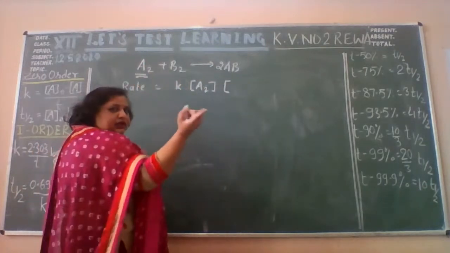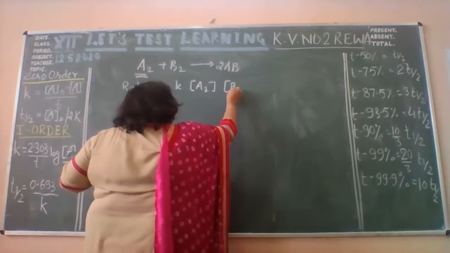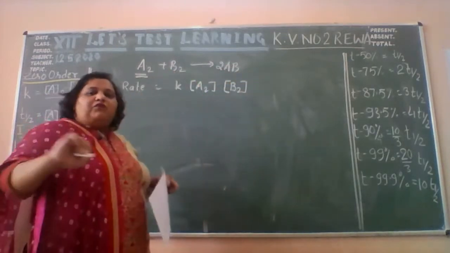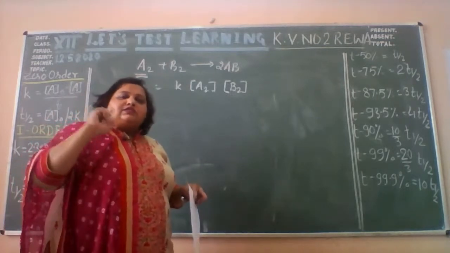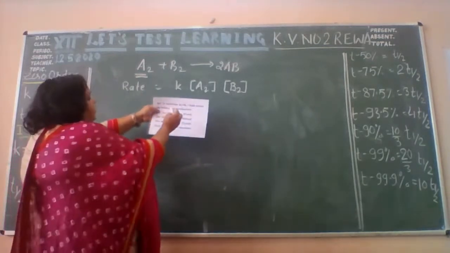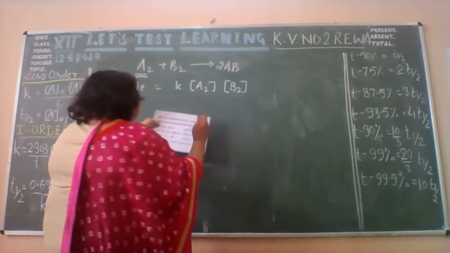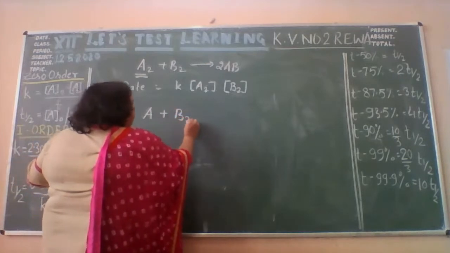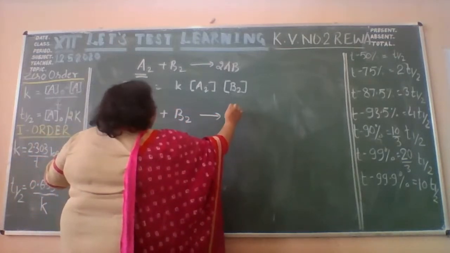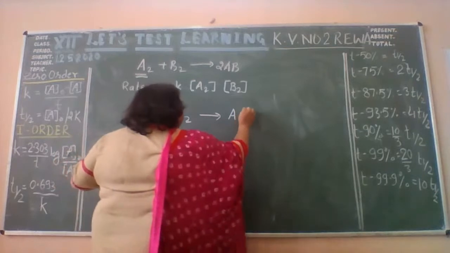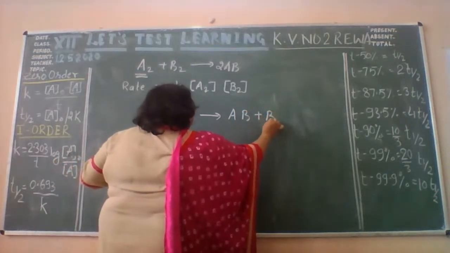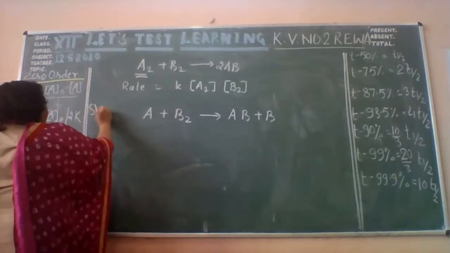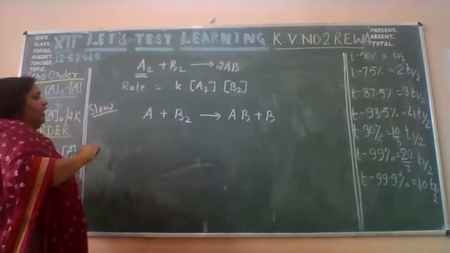A2: stoichiometric coefficient is 1, no problem. B2: this is again 1 stoichiometric coefficient. If I have not written anything, it means it's 1. Now, the first and last steps are discarded. Only the second step, A plus B2 is equal to AB plus B, is the slow step. Right? That means this is the rate determining step as it is slow.